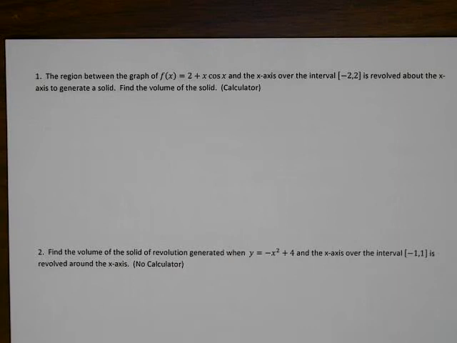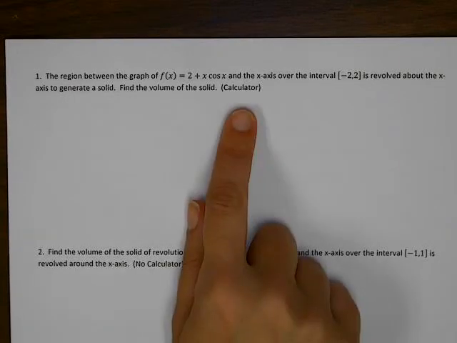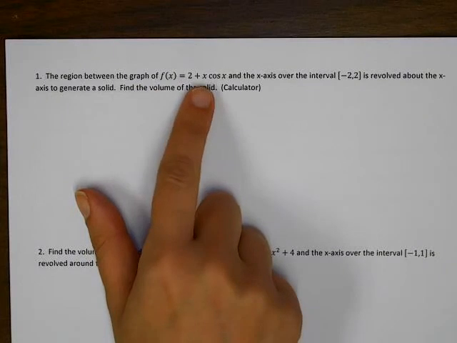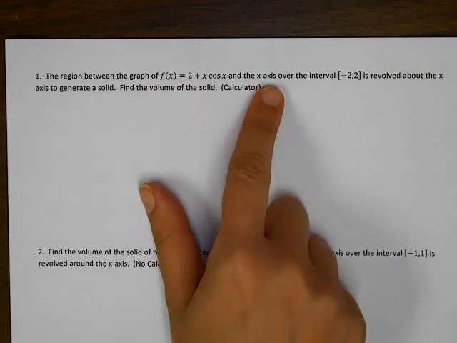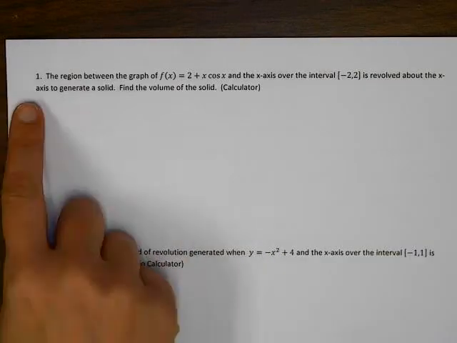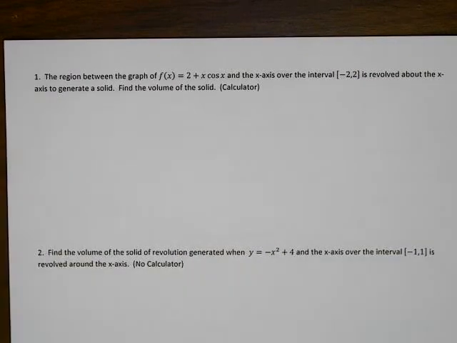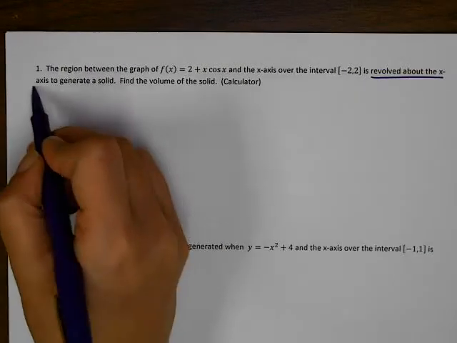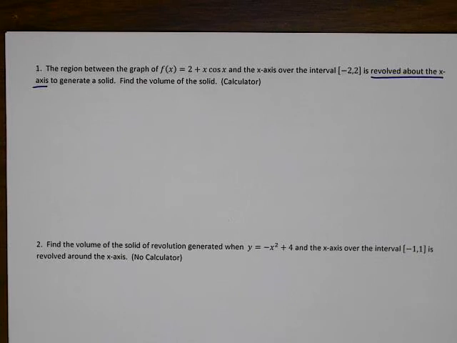So we're going to start with an example where we're going to use our calculator. It says the region between the graph of f of x equals 2 plus x cosine x and the x-axis between -2 and 2 is revolved around the x-axis to generate a solid. Some of the key vocabulary words you want to notice here is that we are revolving around the x-axis. As soon as you see the word revolved, you know that this is kind of a volume by revolution question. This is the type of process we're asking you to follow.